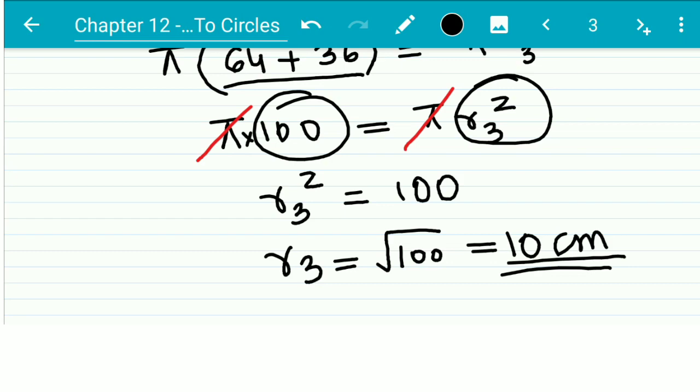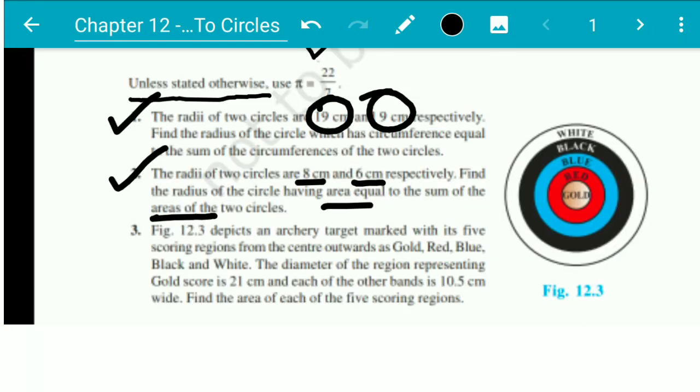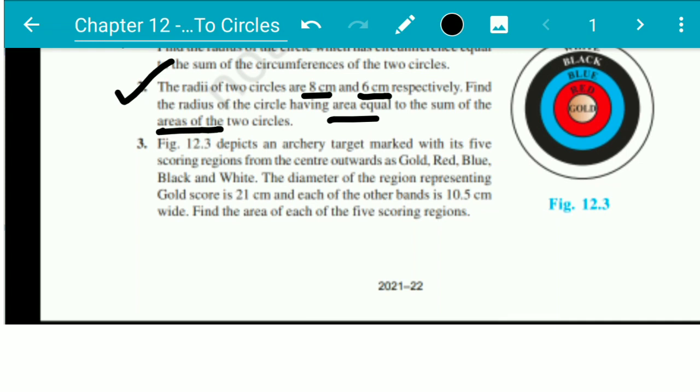Now coming to the third question. Figure 12.3 depicts an archery target marked with its 5 scoring regions from the center outwards as gold, red, blue, black and white. The diameter of the region representing gold score is 21 cm and each of the other bands is 10.5 cm wide. Find the area of each of the 5 scoring regions.